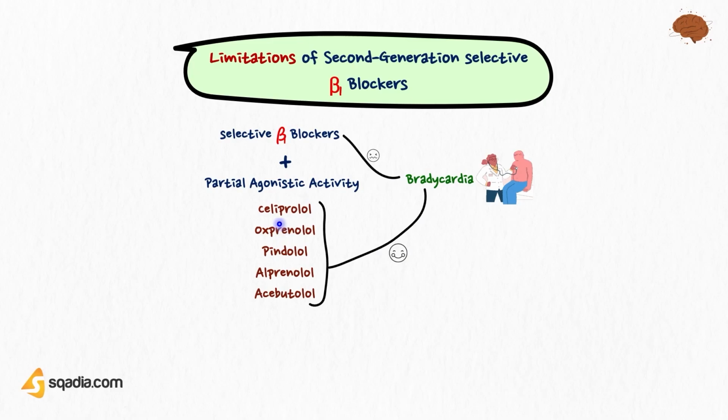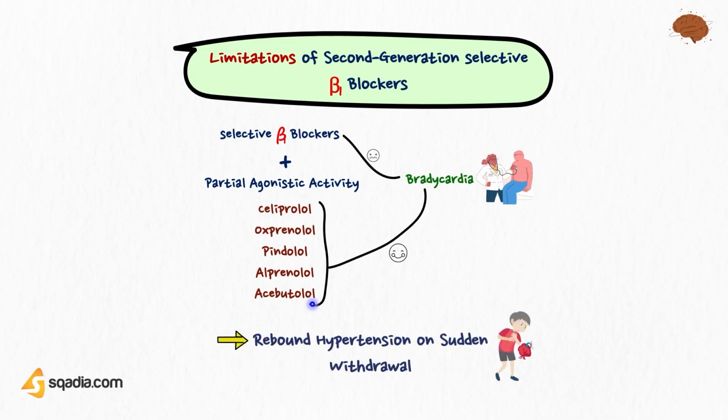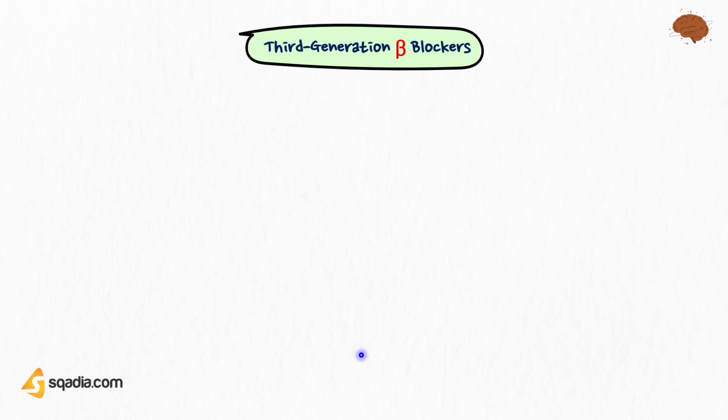These drugs are celiprolol, oxprenolol, pindolol, alprenolol, and acebutolol. The second limitation of second generation selective beta-1 blockers is they can cause rebound hypertension on sudden withdrawal. If you suddenly stop the drug, rebound hypertension can occur. So we always have to reduce the dose gradually so that rebound hypertension doesn't occur. Next is third generation beta blockers.